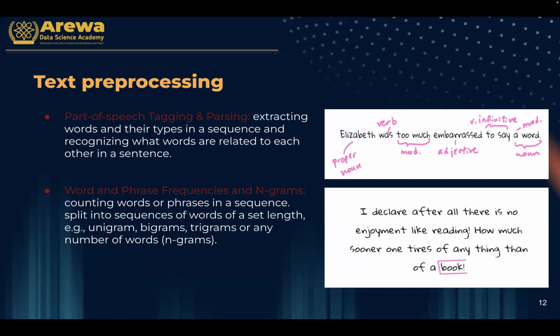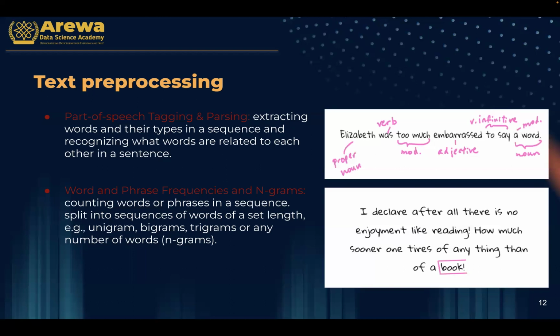And what is an n-gram? An n-gram is just the number of words. So if you are doing 1-gram, "I" is an entry, "declare" is an entry, "after" is an entry, "all" is an entry, "there" is an entry. So this is 1-gram. If you are doing 2-gram, "I declare" is an entry, "declare after" is an entry, "after all" is an entry, "all there" is an entry, "there is" is an entry, "is no" is an entry. So you see, you are taking two words at a time.